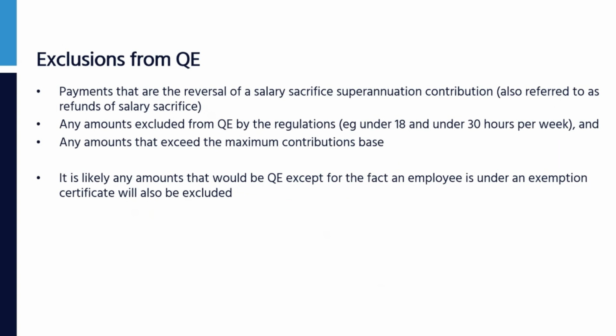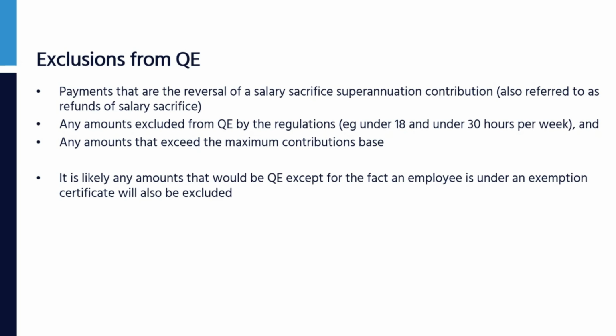And then this is again just a copy paste from the ATO. The exclusions from qualifying earnings, so payments that are the reversal of salary sacrifice super contribution will be excluded, and then things like, as we covered on the previous slide, the under 18 working less than 30 hours per week, and then the amounts that exceed the maximum contribution base.